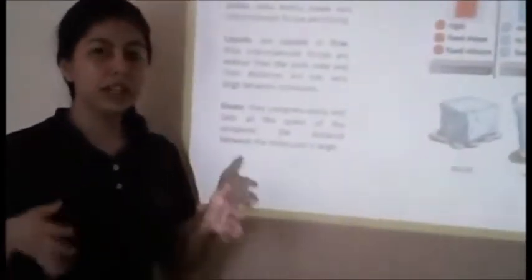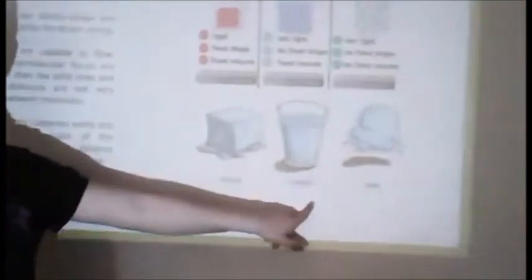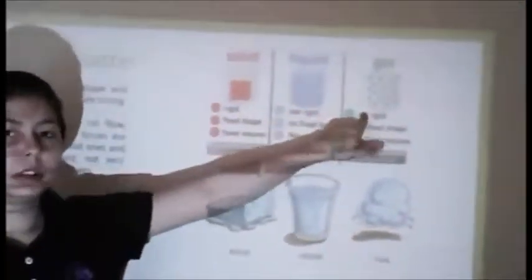Liquids are capable of flowing, and their intermolecular forces are weaker than the solid ones, and the distances between the molecules are larger than in solids. Gases compress easily and take all the space in the container. They also have a great distance between molecules. Here we have an example: an ice cube, a glass of water, and a cloud. And these are the arrangements of the molecules of solid, liquid, and gas.